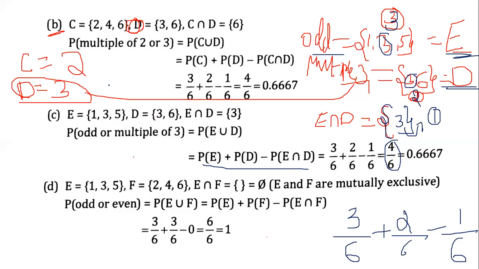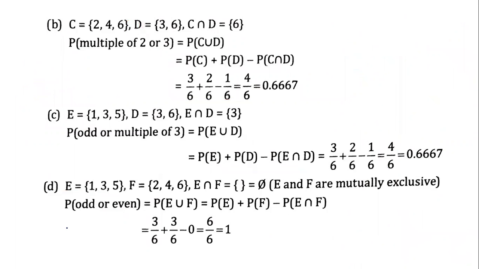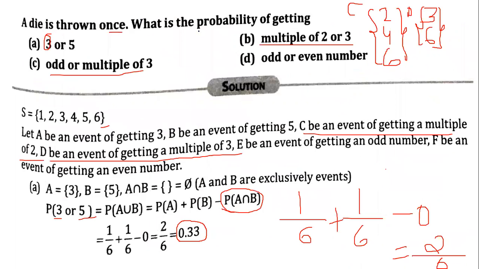Now, going on to the fourth one. Let's read the question once again. A dice is thrown once. What is the probability of getting odd or even number? Now, we have already defined event E as getting an odd number. So, let us take event F as getting an even number. Okay. E is an odd number and F is an even number.